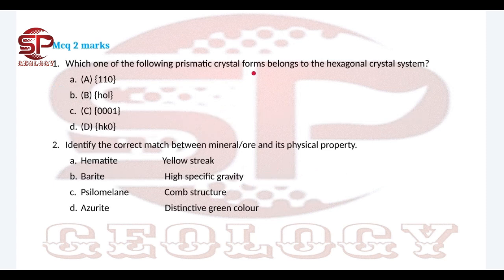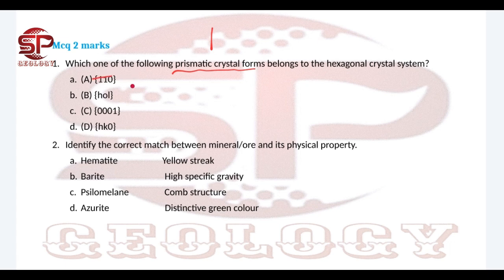Which one of the following prismatic crystal forms belongs to the hexagonal crystal system? Which is a prismatic crystal? Prismatic crystals are, you can say, crystals where one axis will be parallel to all faces, or you can say the C axis is parallel to all faces.